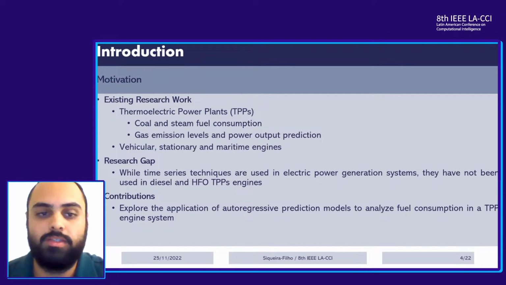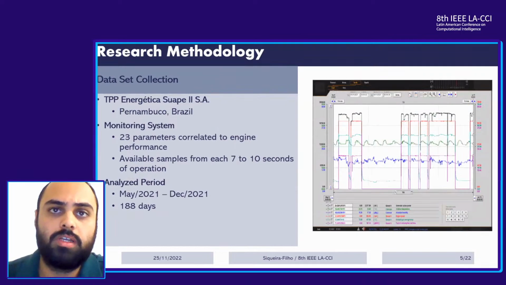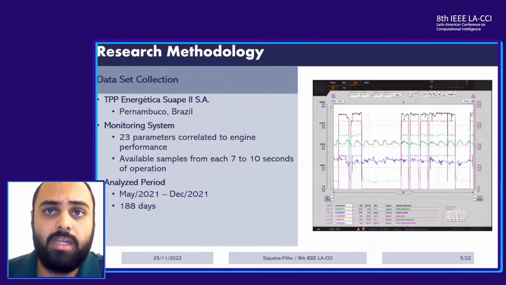a Brazilian power plant. So this work used historical data from the Energética Suape 2 power plant, located here in Pernambuco, Brazil. Data collection was carried out from the monitoring system, and 23 variables related to energy generation and fuel consumption were selected during the period from May to December 2021. It is important to say that the data is collected in real time, 24/7, and it's stored every 7 to 10 seconds, depending on the variable, with a maximum limit of 1 year.